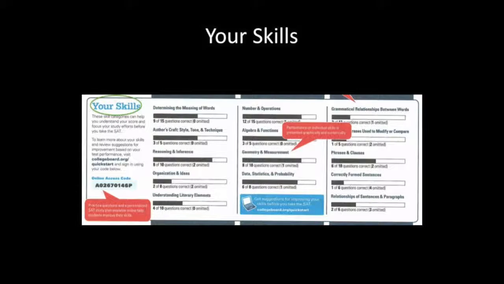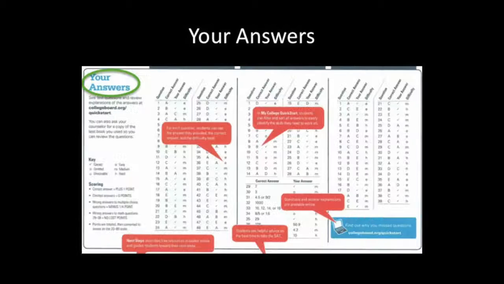In the Your Skills section, scores are categorized according to the type of question. Strengths and weaknesses for your students can be quickly identified by looking at the bar graphs. In the Your Answers section, a question-by-question analysis is shown. The correct answer, your student's answer, and the difficulty level, easy, medium, or hard, is shown for each question on the PSAT.